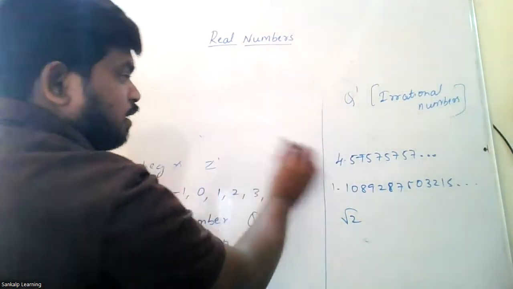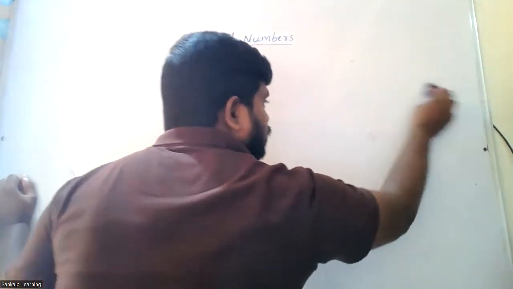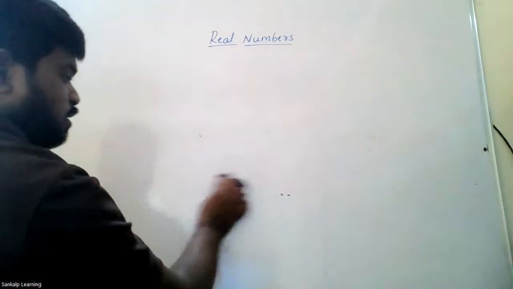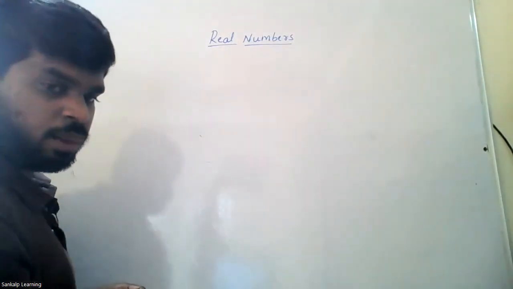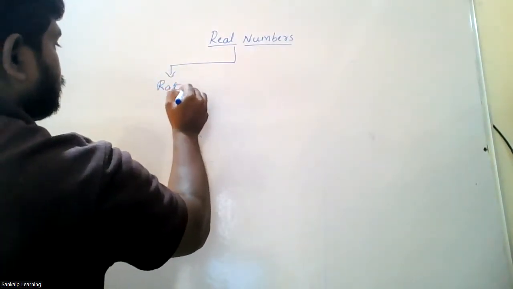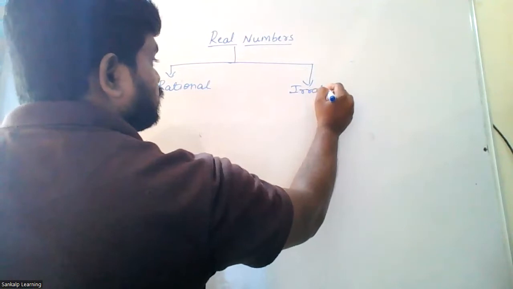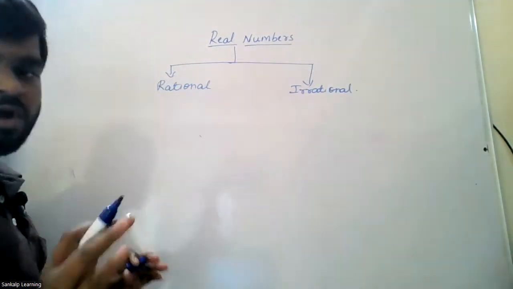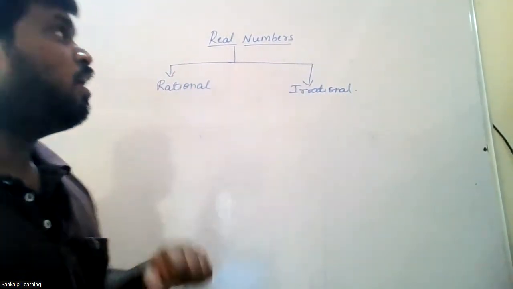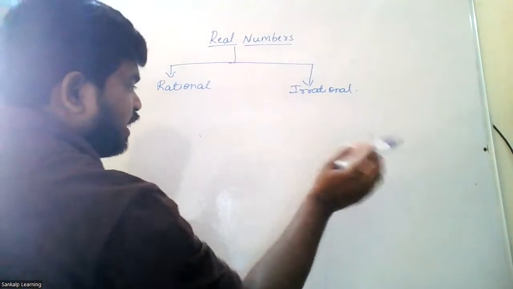Once again, let me erase this completely. Real numbers are divided into two categories. One is rational and irrational, which we are going to see in this chapter. We are going to solve certain problems on irrational and certain problems on rational. Now, real numbers is basically two different categories. I can represent it like this.